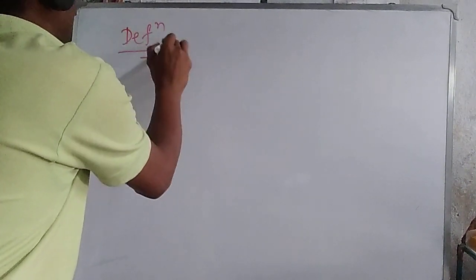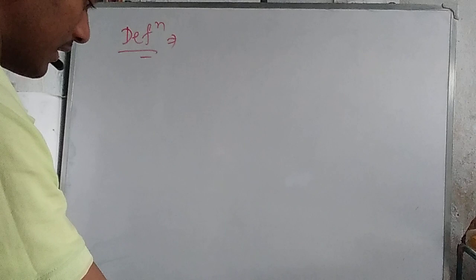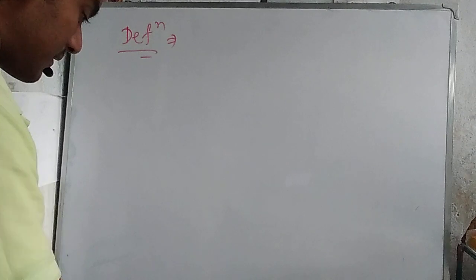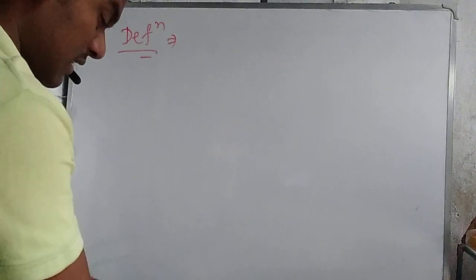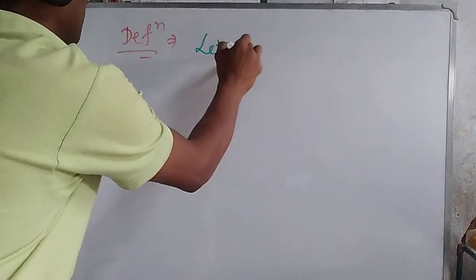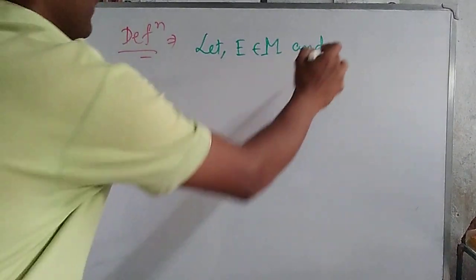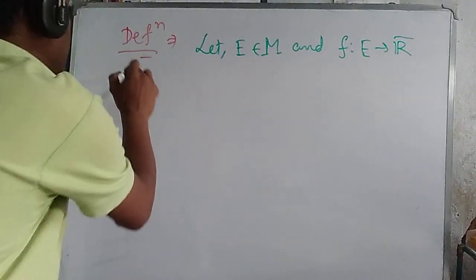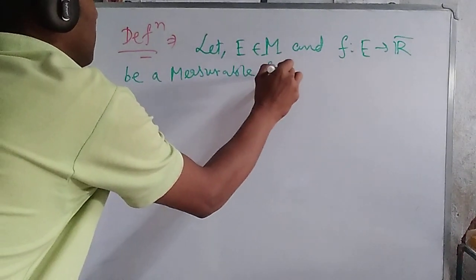Then I stop here today. Write the definition first, and next day we will discuss more things. So we write this definition here. Let E belong to M, a measurable set, and if f from E to 0, infinity closed is a measurable function.